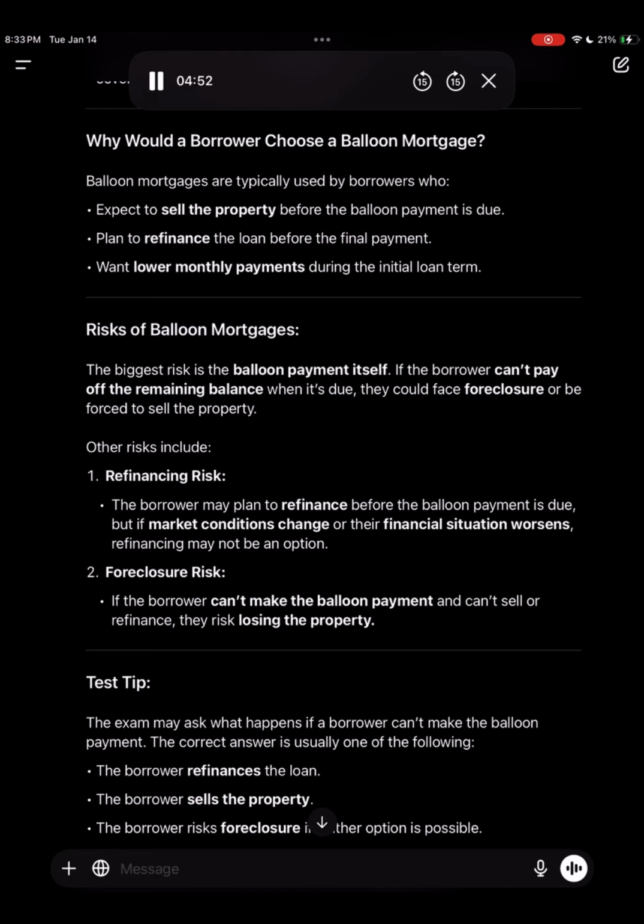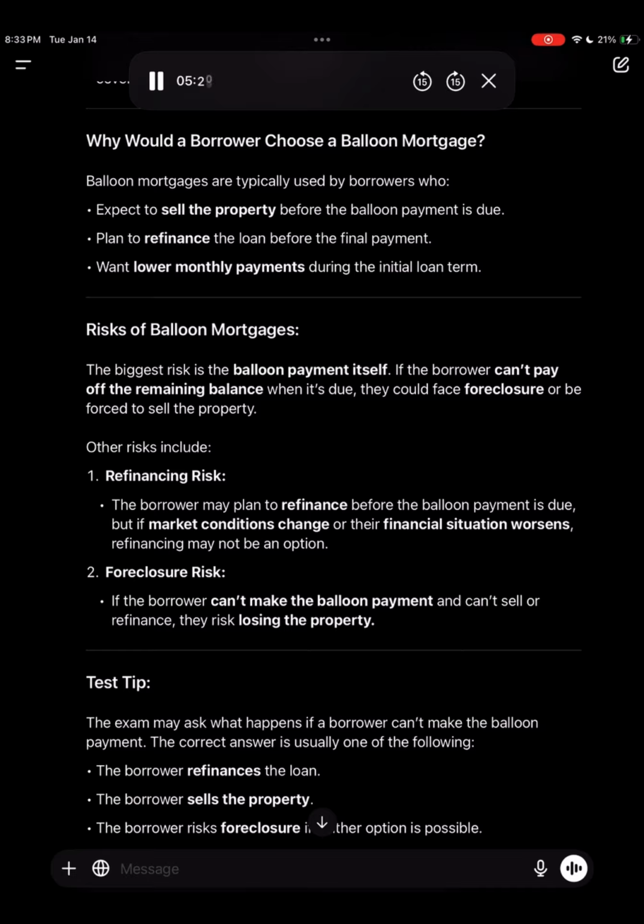Risks of balloon mortgages. The biggest risk is the balloon payment itself. If the borrower can't pay off the remaining balance when it's due, they could face foreclosure or be forced to sell the property. Other risks include: 1. Refinancing risk. The borrower may plan to refinance before the balloon payment is due, but if market conditions change or their financial situation worsens, refinancing may not be an option.